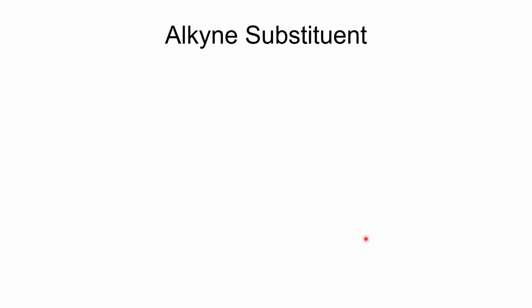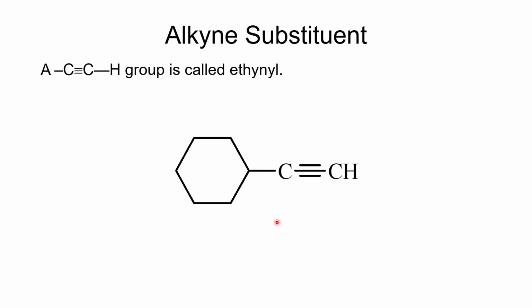All right, if we have an alkyne substituent, for an alkyne substituent, we have a special name. If it's the carbon triple bond carbon with a hydrogen, we call that ethynyl. So ethyne is the name if it were, you know, acetylene, but we chop off that hydrogen and make it a substituent. We call it ethynyl. And so this particular molecule would be called ethynylcyclohexane, and that would be the name. We don't have to put the number because there's only one substituent.